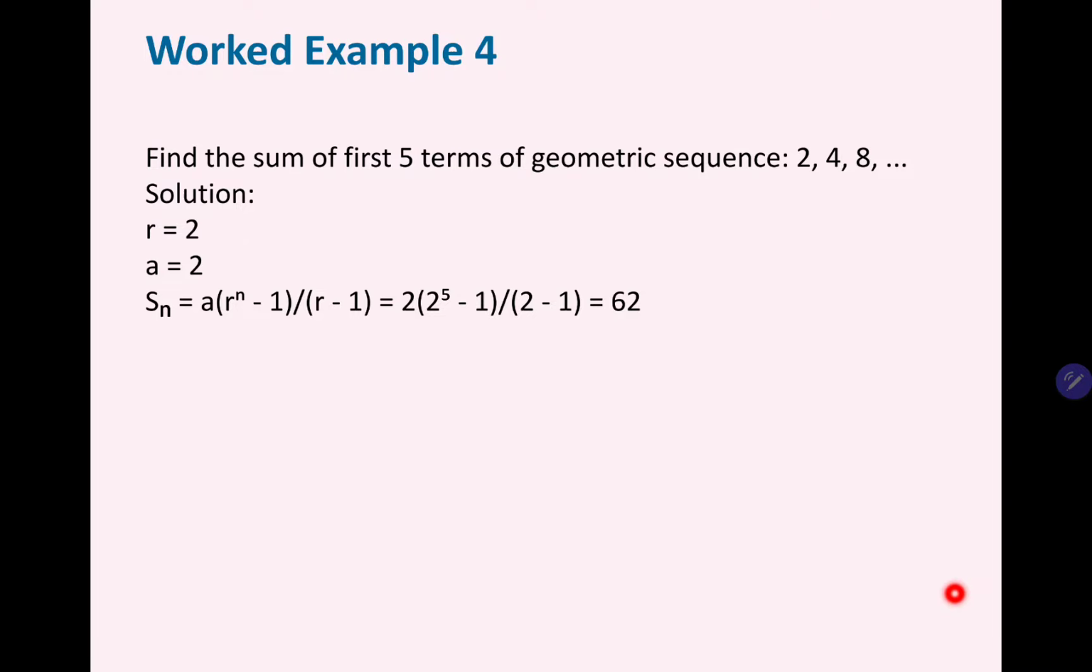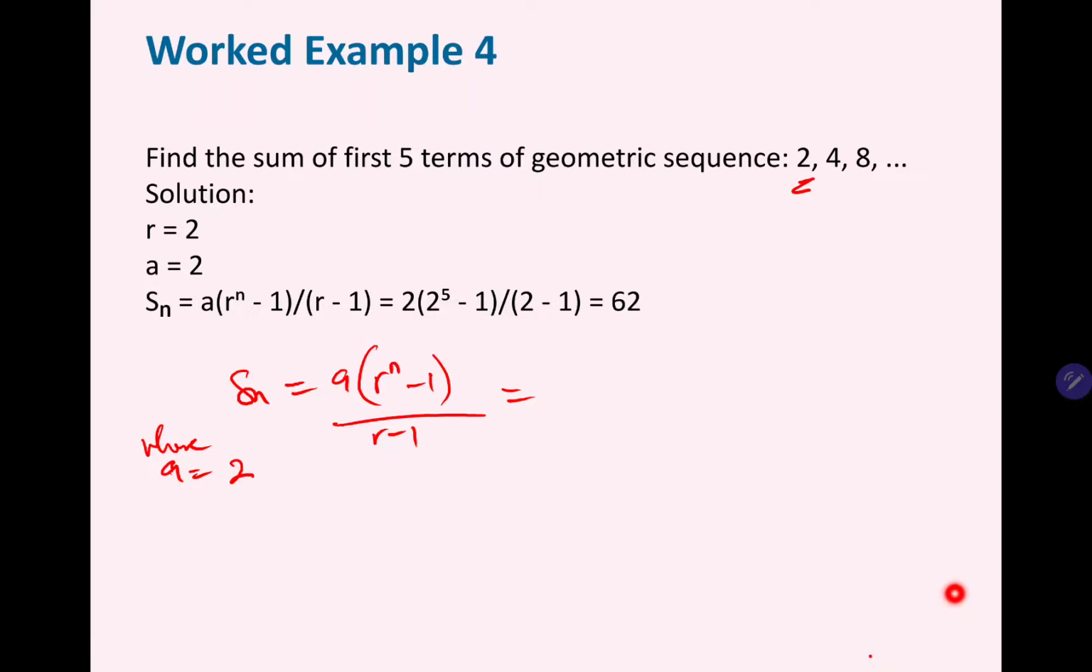Find the sum of the first 5 terms of the geometric sequence 2, 4, 8. We apply the formula like we did previously. So what does the formula tell us? The sum is equal to the first term into r to the n minus 1, all over r minus 1. Since we're looking for the sum of the first 5 terms, a is the first term, which is 2.